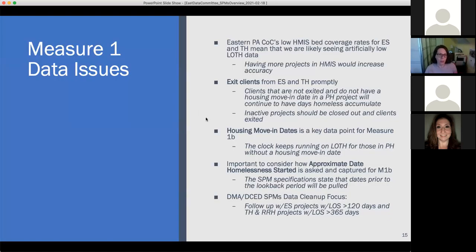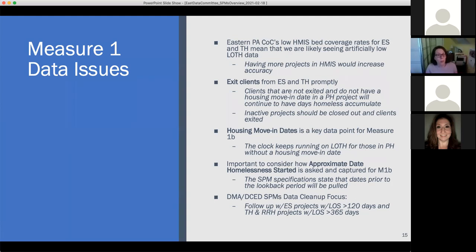When we talk about data issues, I consider some of them low-hanging fruit, where we could have an immediate impact. I've noted a bunch of stuff on this slide. One of the things I will always go back to is, again, the low HMIS bed coverage rate, which means I think we're likely seeing artificially low length of time homeless, because we're not seeing all the times that some of these folks were in shelter or transitional programs that aren't covered in our system.